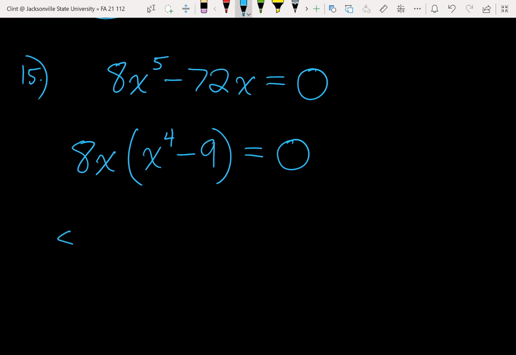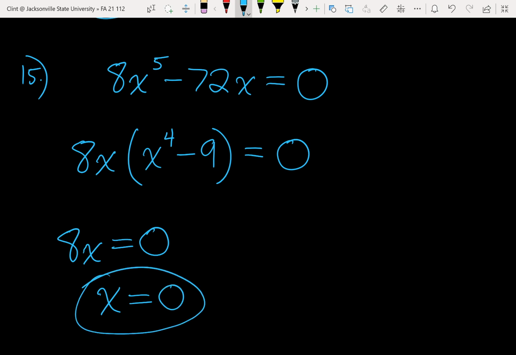Here we can split it into two equations. 8x equals 0. Divide both sides by 8, we get x equals 0. For the other one, x to the 4th minus 9 equals 0. So we can add 9 to both sides.